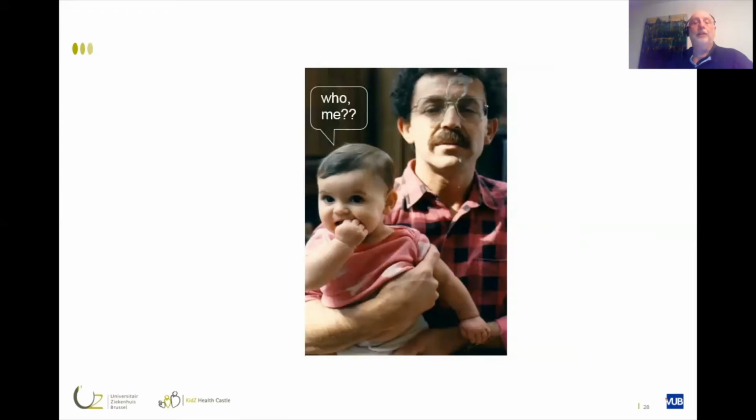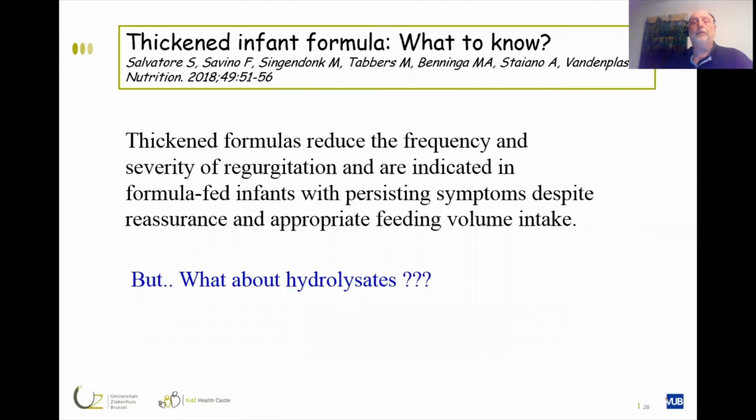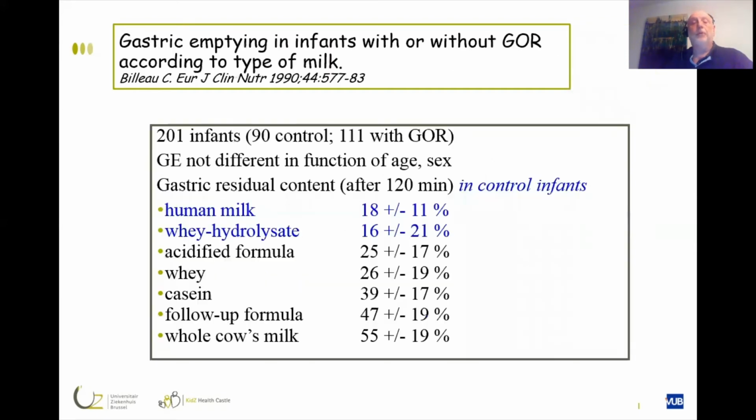Now, what about the management of regurgitation and reflux? Of course, thickened feedings are the first therapeutic option in formula-fed infants that regurgitate a lot. But what about hydrolysates? What has been shown is that hydrolysates have a much more rapid gastric emptying than intact protein, and the gastric emptying of whey hydrolysate is the same as the gastric emptying of human milk. And the gastric emptying of whole cow's milk, for instance, is much slower.